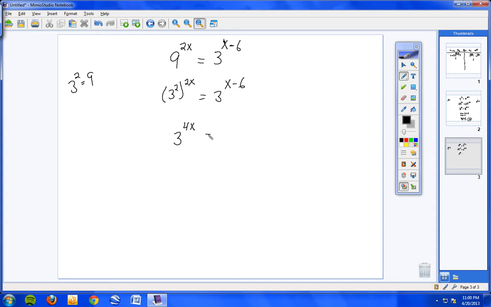2 times 2x equals 3 to the x minus 6. Well, now use the last step. Cross off your bases and set the exponents equal. So 4x equals x minus 6.